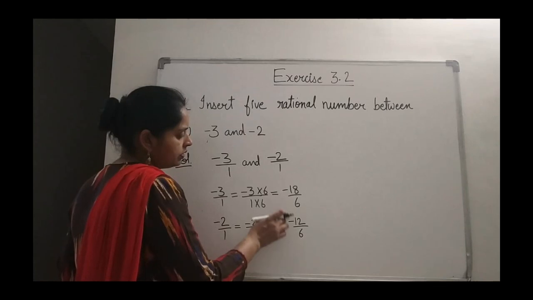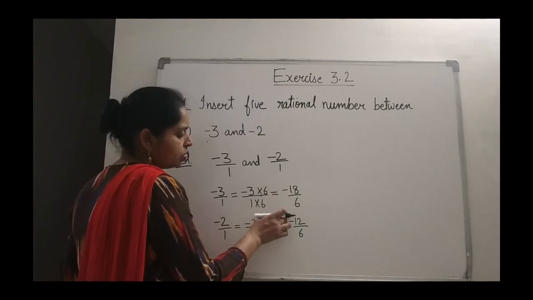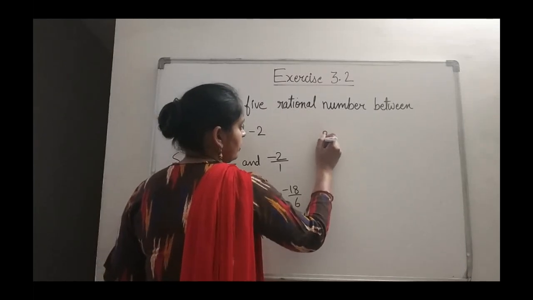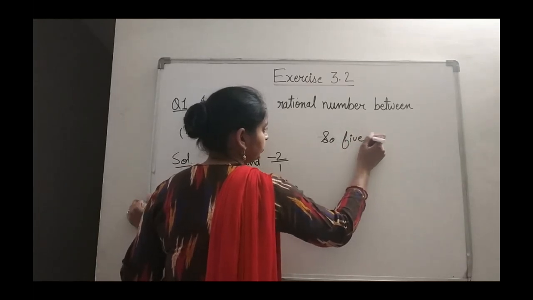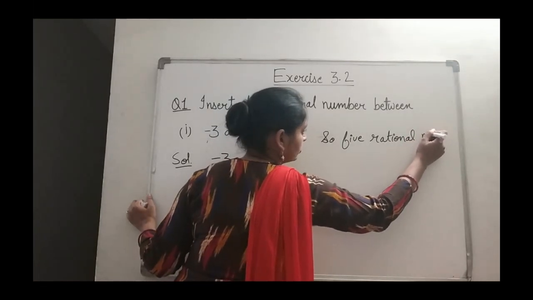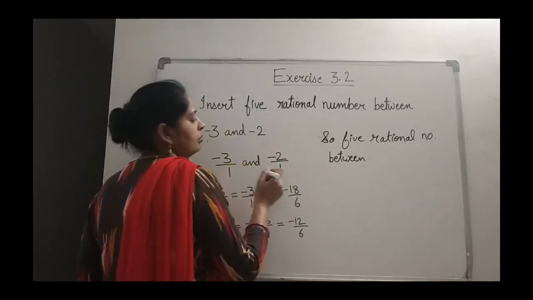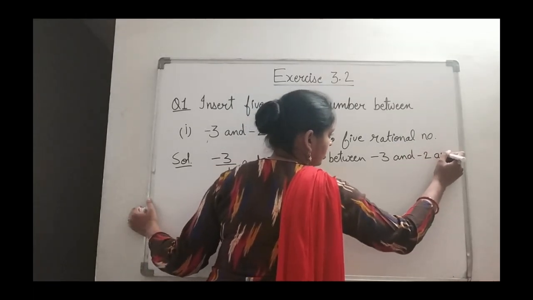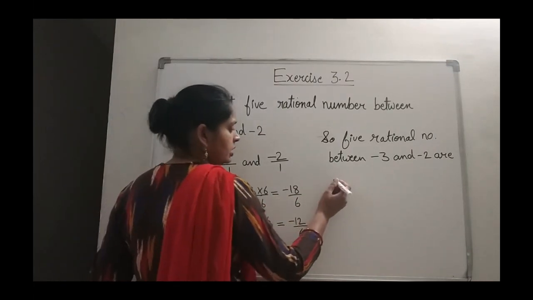So these are the rational numbers we are having. Just check the denominator, we are having the same denominator, and see the numerators -12 and -18. So a few rational numbers are lying between these. So what rational numbers are lying between these? 5 rational numbers between -3 and -2. What are the numbers lying between -12 and -18? So what will lie in between these?